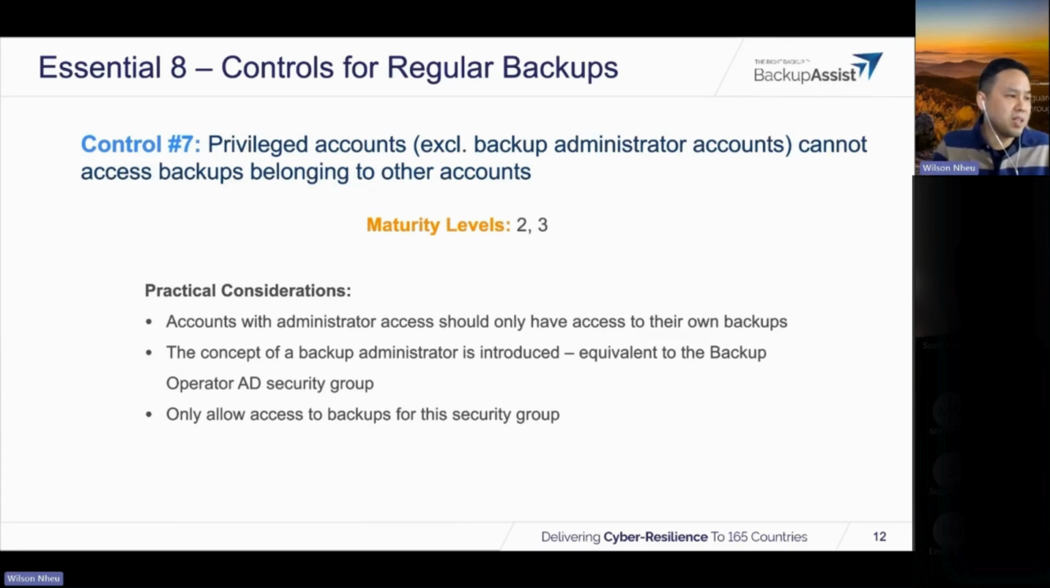The concept of backup administrator was introduced, as in the bracket there, and that's equivalent to the Backup Operators AD security group with Microsoft. Microsoft has always recommended that only a small group of people should be part of this group, not all your administrators. So only this group will have access to backups.